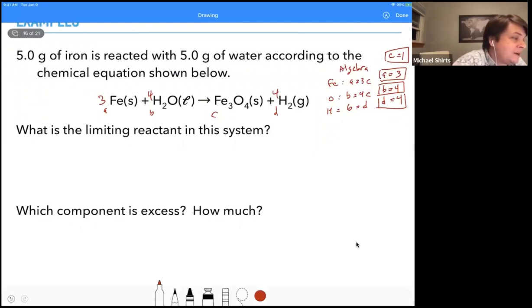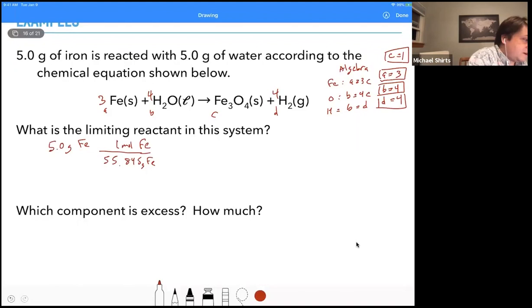So what is the limiting reactant in this system? So let's start doing some stoichiometry. What I'm going to do is, we know it's going to produce hydrogen. Let's assume that iron reacts completely. How much hydrogen gas is going to be produced? So we have 5.0 grams of iron. And we can just look iron up on the periodic table. 55.845 grams iron and 1 mole of iron here.